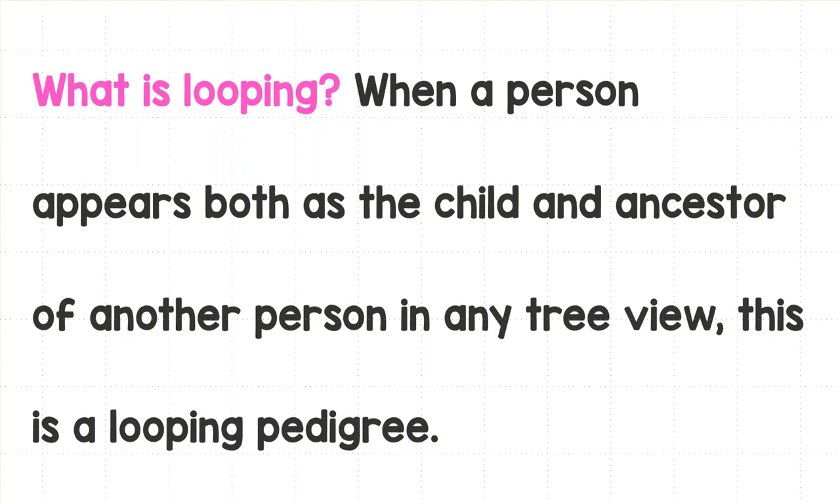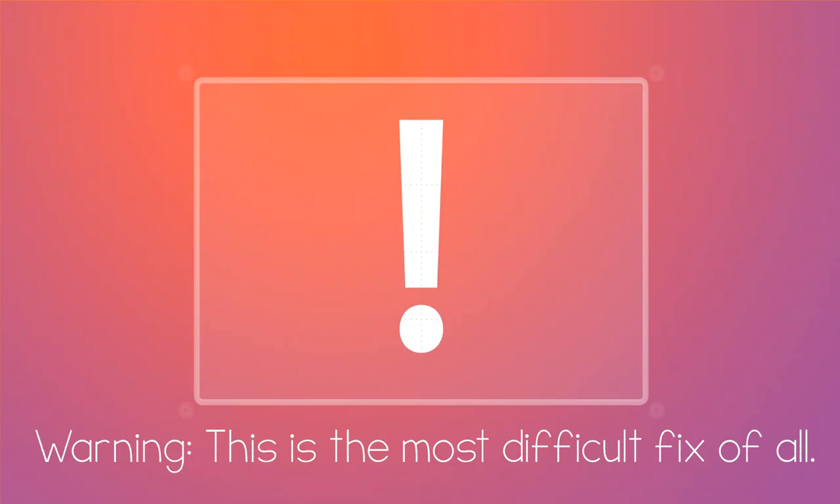It's when you show up, and it can be a father showing up as both the father and the son, or a mother showing up as a mother and a daughter, or a grandmother and a granddaughter. There are multiple ways of it, but it's when a person appears both as a child and an ancestor.